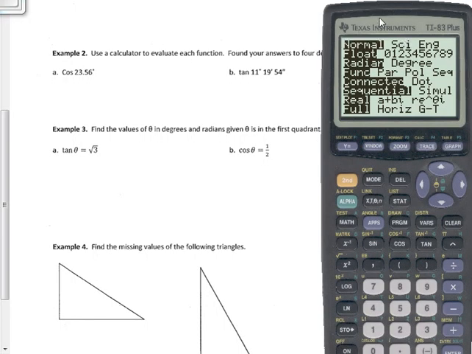Okay, so I finally got this calculator to work. Hopefully it will continue this whole time that we're looking at this.